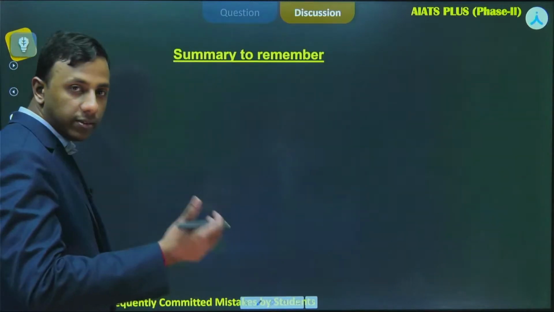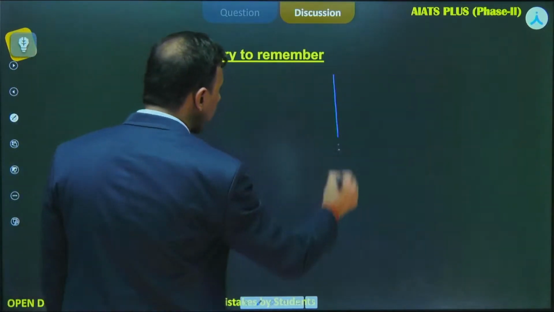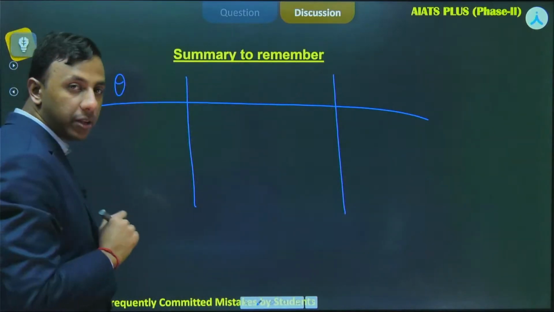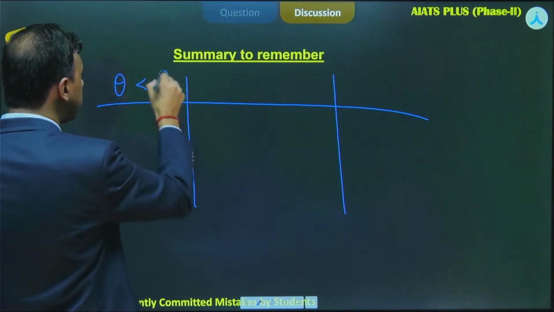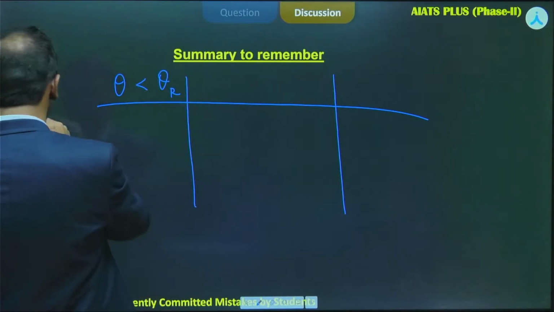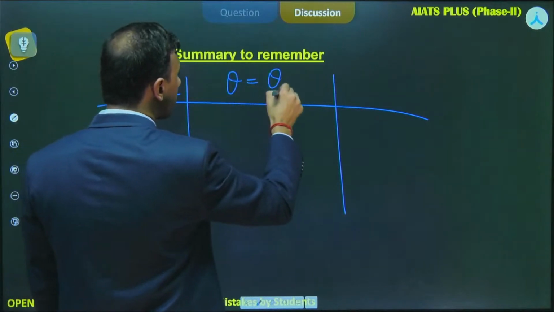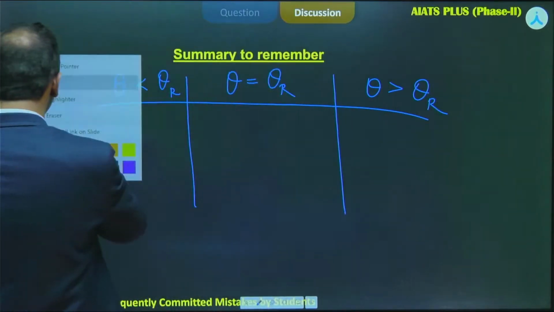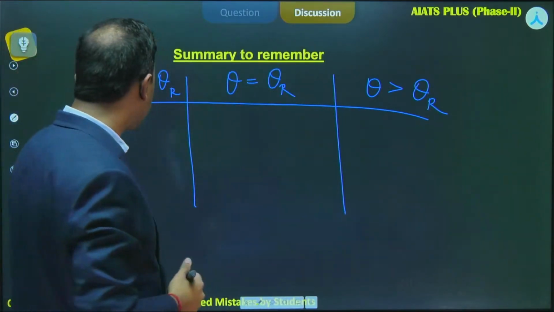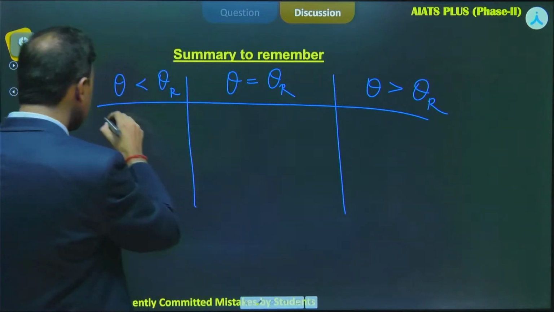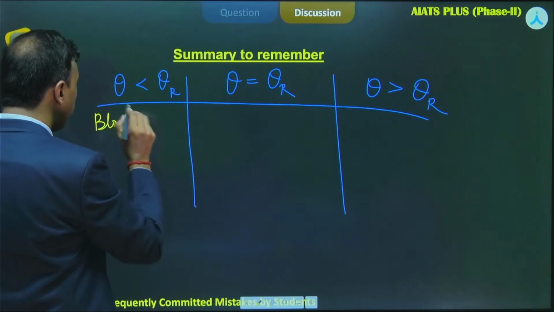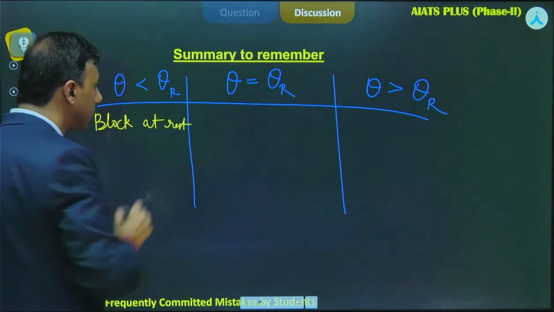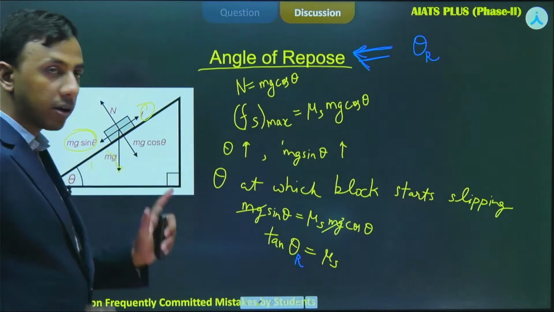So if you want me to write a summary, right? If theta of the incline is less than the angle of repose, you can remember this summary for solving your questions, right? If theta is less than angle of repose, that means the block won't be sliding, right? That means the block is at rest only, so block is not sliding.